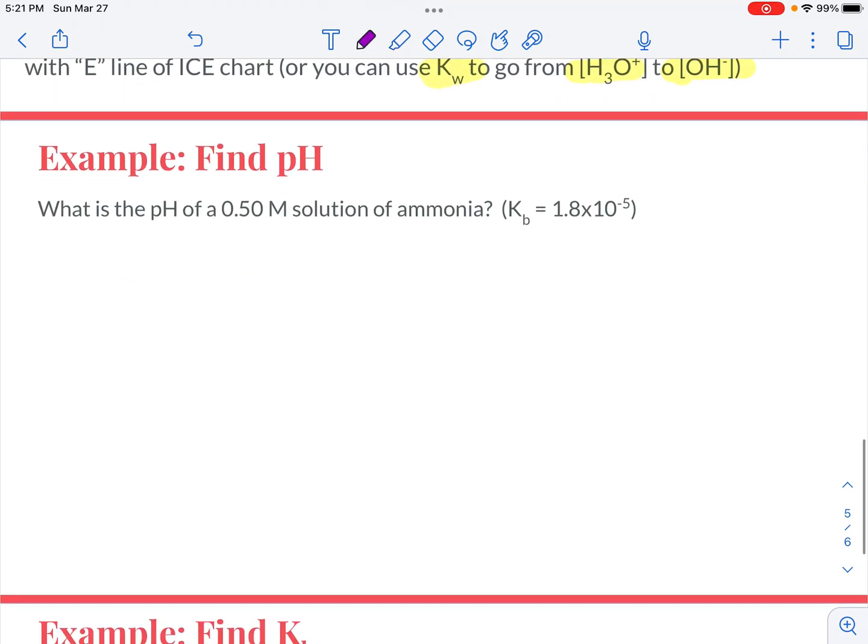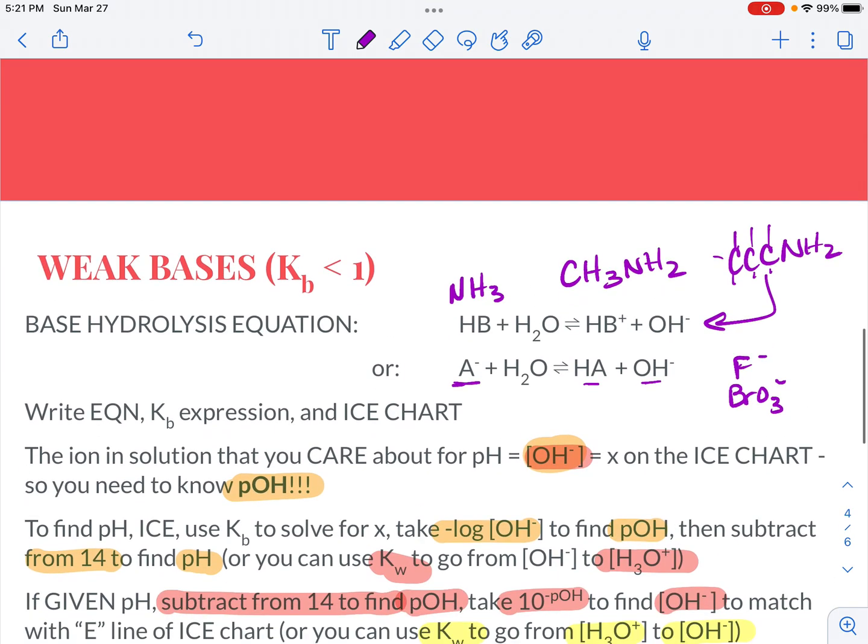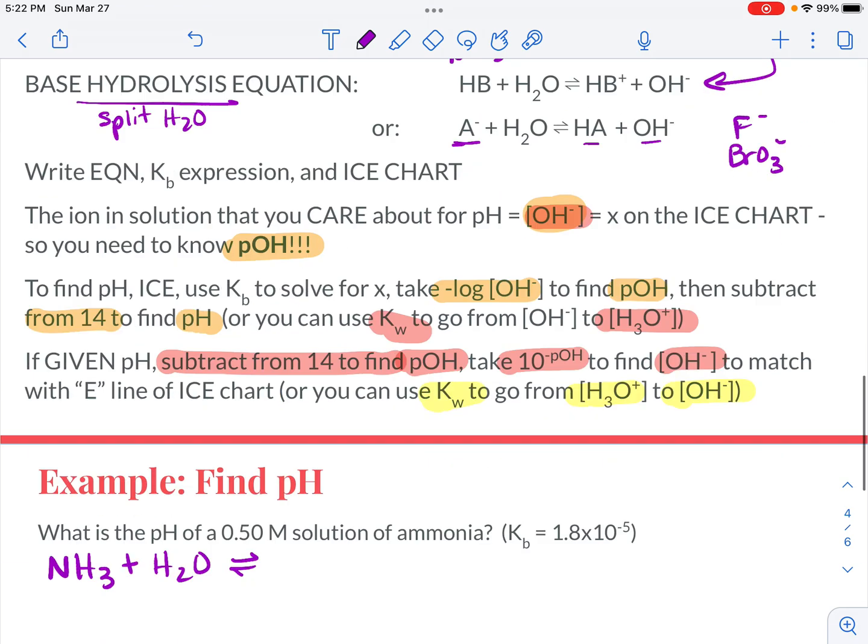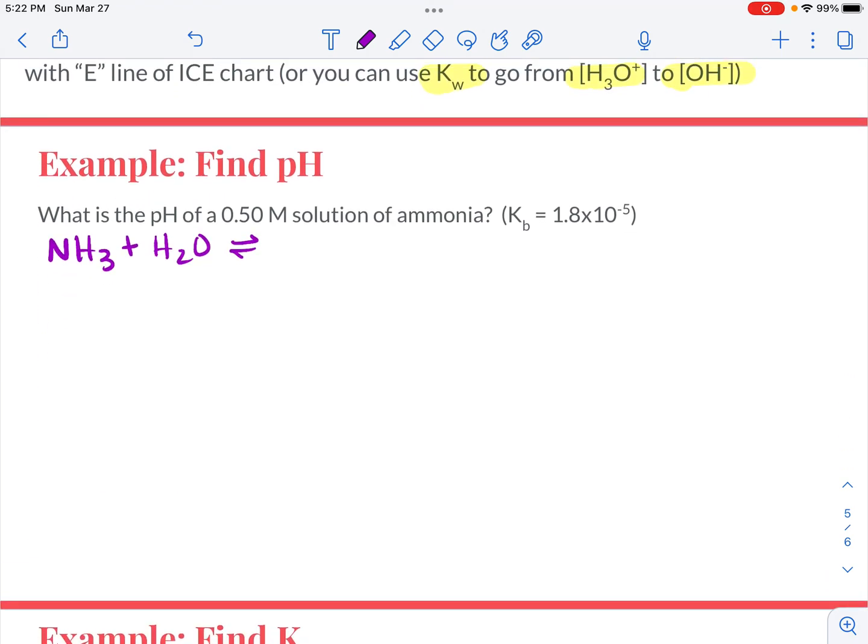An example here would be to find the pH. So in this case, we're looking for the pH of a 0.5 molar solution of ammonia. The first thing that I'm going to do is write the equation. And unlike with acids, where you kind of have a choice if you want to add the water, with a base, you have to add the water. I like to call these base hydrolysis equations because really the base is a weak base that's creating OH minuses because it's splitting the water into H plus and OH minus. So truly the water is absolutely necessary.